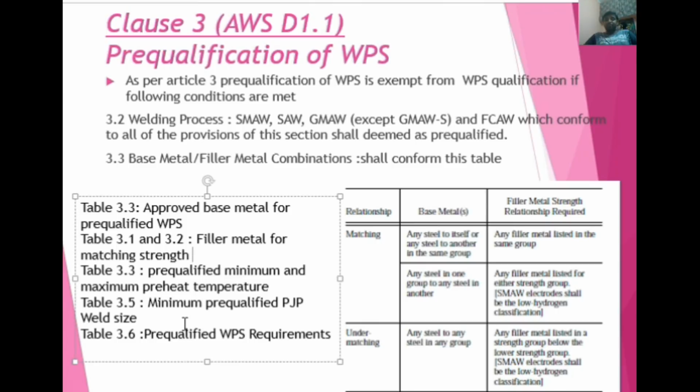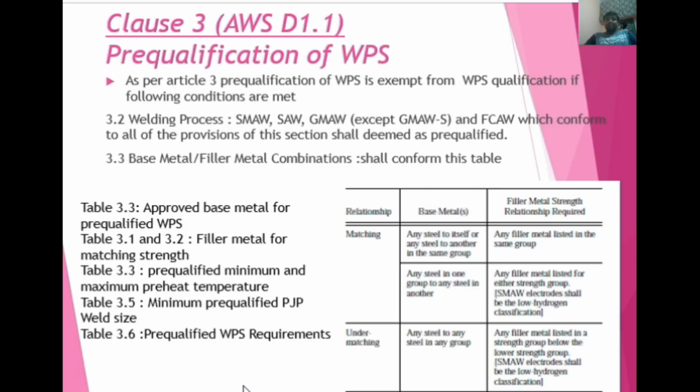Table 3.3 also gives the pre-qualified minimum and maximum preheat temperature. So what are the pre-qualified minimum and maximum preheat temperatures? If we go beyond this value, if we change that, then we have to qualify the WPS. It is very important. Minimum pre-qualified PJP weld size is mentioned here in Table 3.5.